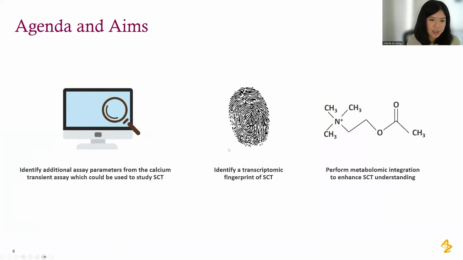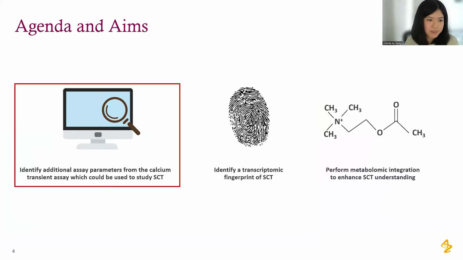So this leads us to what we'll cover today. First, I'll talk about the calcium transient assay and how I identified potential assay parameters which could be used to study structural cardiotoxicity. And then afterwards, I'll go on to talk about the molecular mechanism aspect of it. This includes looking at transcriptomic data, but also looking at metabolomic data to try and enhance our understanding of structural cardiotoxicity.